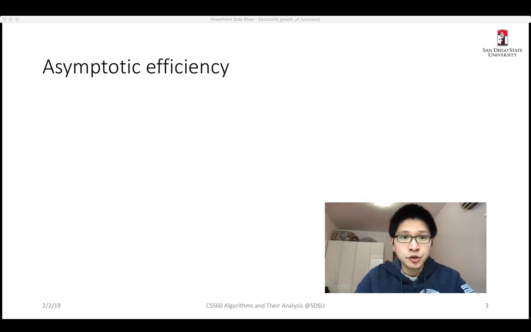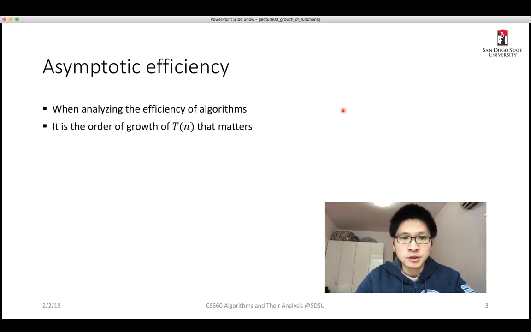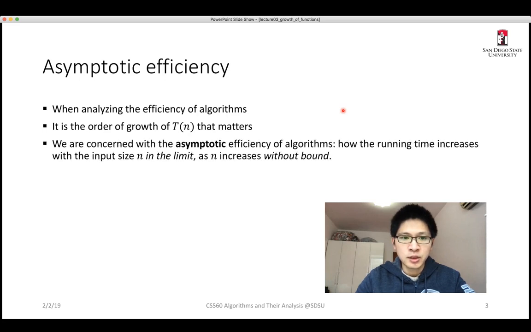Therefore, here we introduce the concept of asymptotic efficiency. In general, when we analyze the efficiency of algorithms, it is the order of growth of the running time function T(n) that really matters. So the concept of asymptotic efficiency means how the running time increases with the input size n in the limit as n increases without bound.